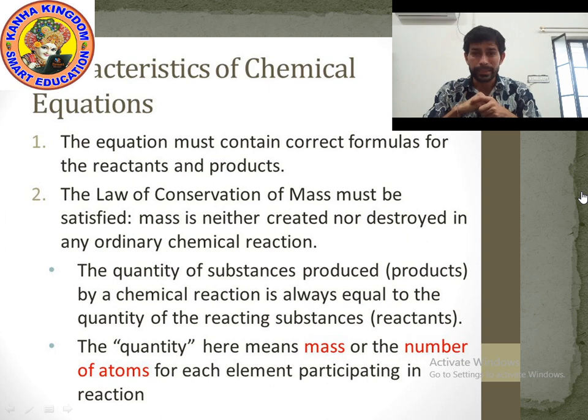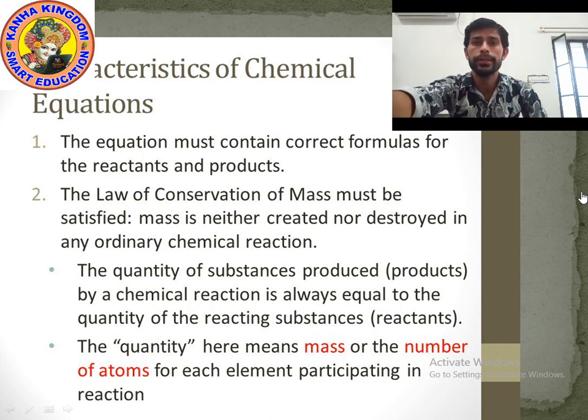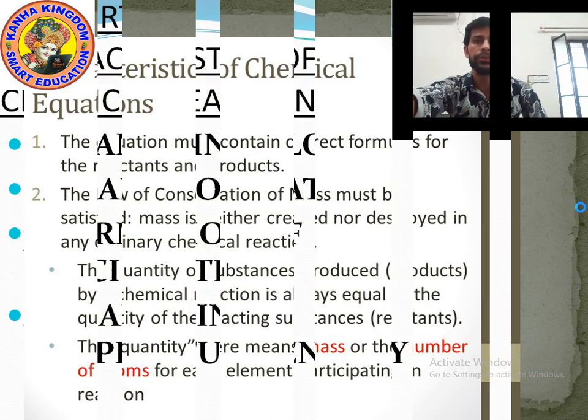Characteristic number 1, the equation must contain correct formulas for reactants and products. Characteristic number 2, the law of conservation must be satisfied. And what is the law of conservation of mass? Mass is neither created nor destroyed. Okay, now let's move on to the next point.